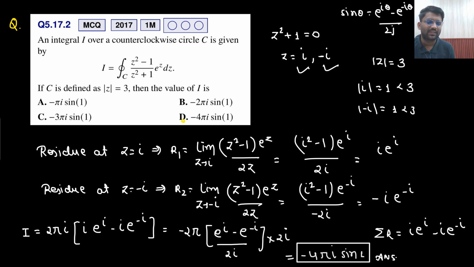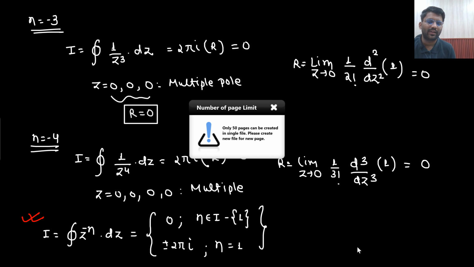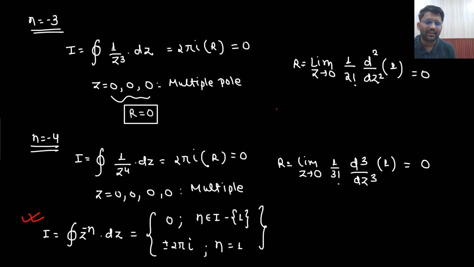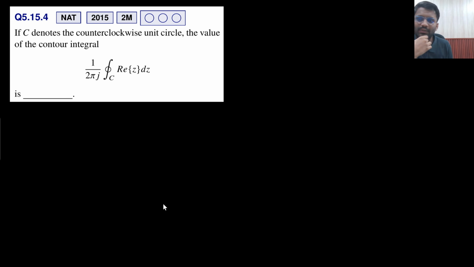So let me change the slide because 50 pages are completed. You cannot add more pages. So what I will do is change the slide and then we will solve a few more questions. 4 to 5 questions more we need to solve. And after that our chapter will be completed. So let me change the slide and then I will come back. Yeah, so let's solve this question.